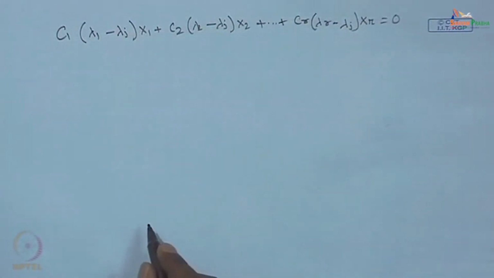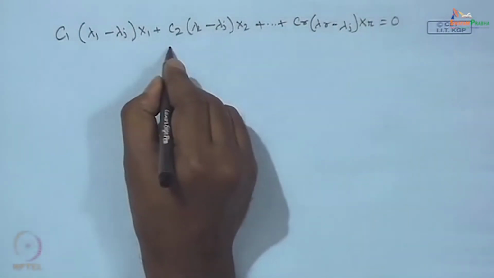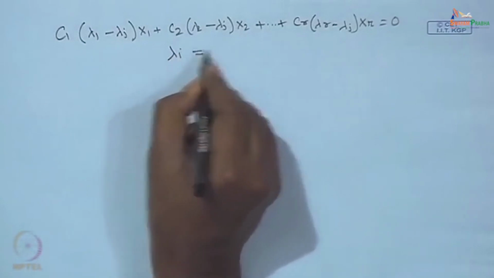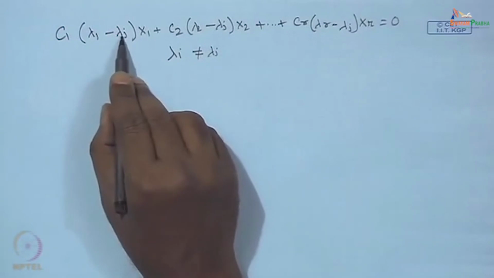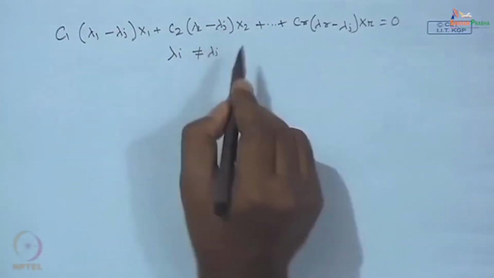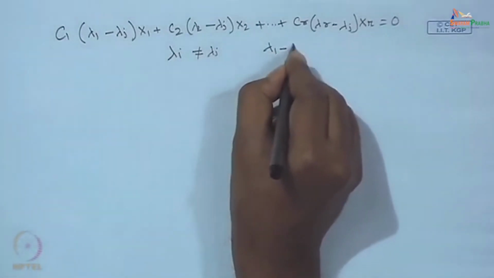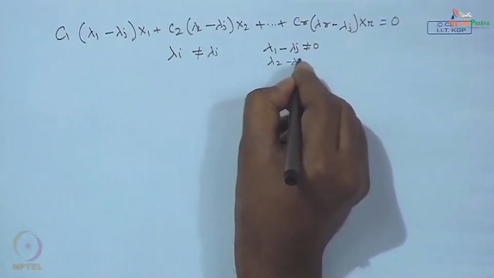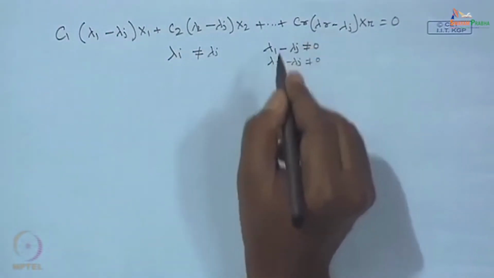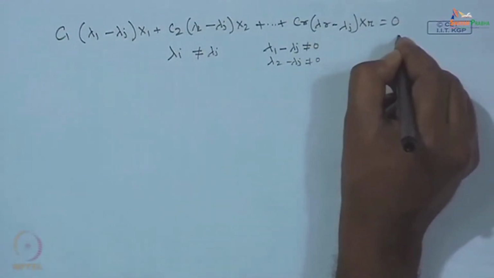Now, in this equation we have already, this problem is for an algebraically simple problem. Therefore, lambda i is not equal to lambda j. So, lambda 1 is not equal to lambda j, lambda 2 is not equal to lambda j. So, lambda 1 minus lambda j is not equal to 0. Similarly, lambda 2 minus lambda j is not equal to 0, lambda r minus lambda j is not equal to 0.